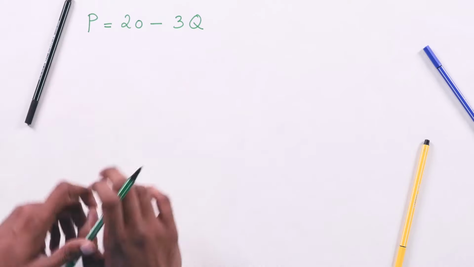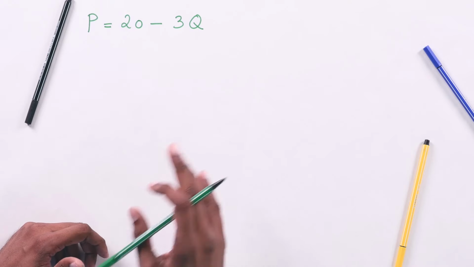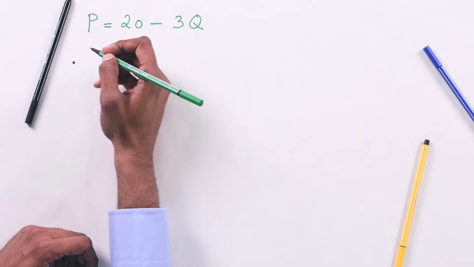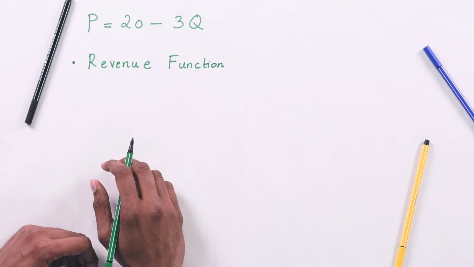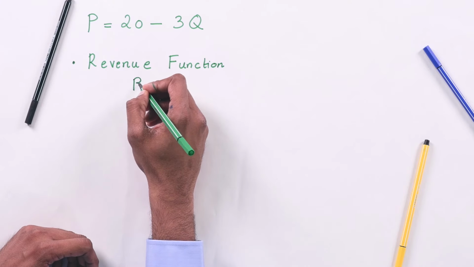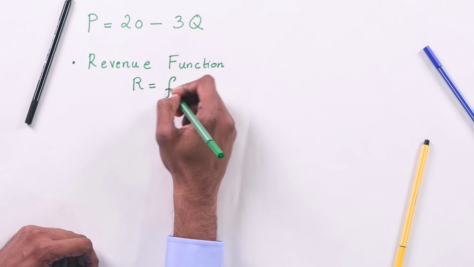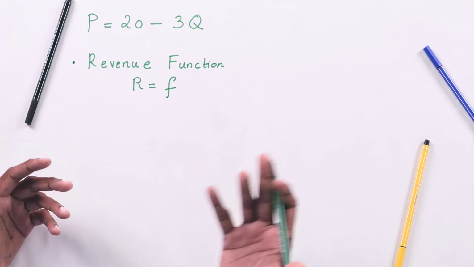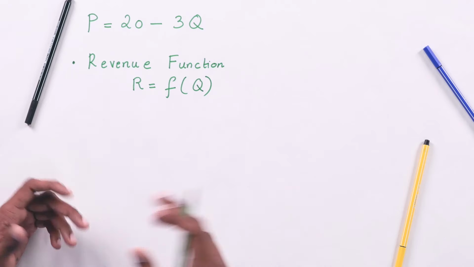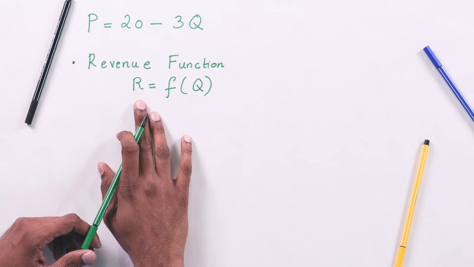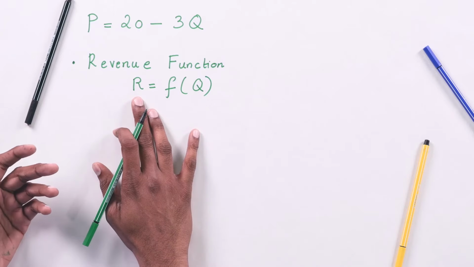Now, given this function, we are asked to calculate the following. First, the revenue function. The revenue function is a function that gives you the relationship between how much money the company earns for a given quantity of products sold. So, the revenue function is a function between quantity and the revenue earned.